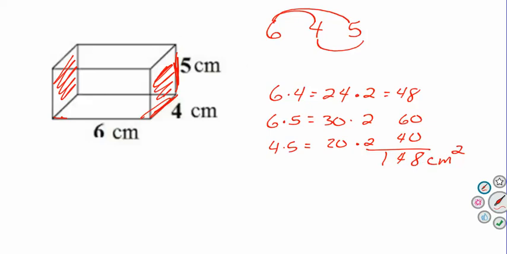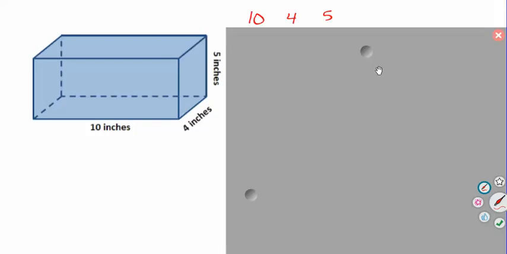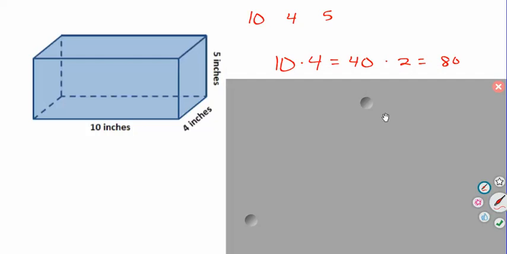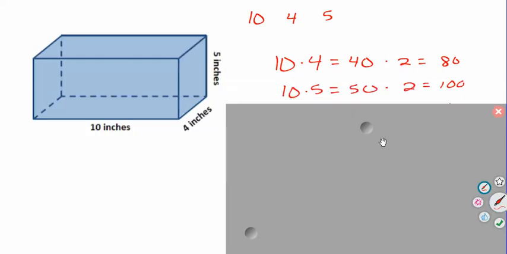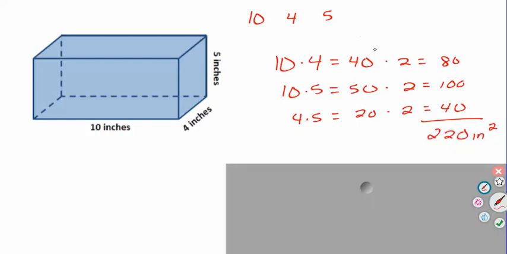All right, let's see. Why don't you pause the video and do this one all by yourself and see what you get. All right, let's see what you got. So I wrote it out first. I've got a 10 by 4 as one of my faces, 10 by 5 is one of my faces, and 4 by 5 is the last one. Add them all together, and I get 220 square centimeters.